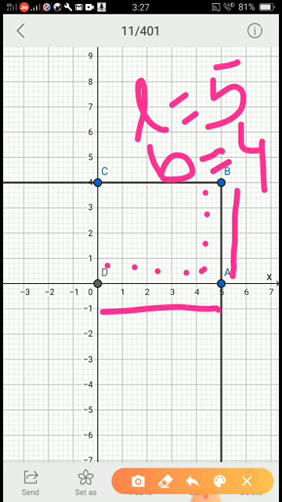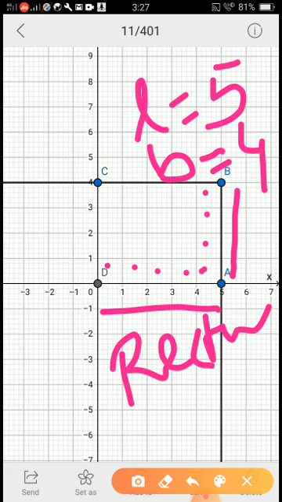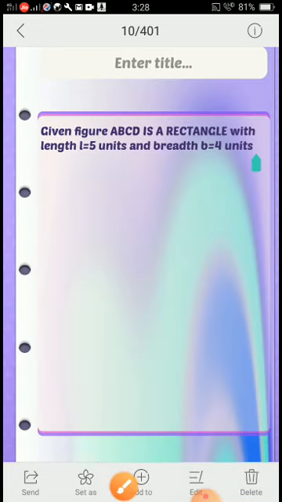So here length and breadth are not the same. So will it be a square? No. It is a rectangle. Rectangle with length 5 units and breadth 4 units. Hope this is clear. So that is what we have written. Given figure ABCD is a rectangle with the length 5 units and breadth 4 units.